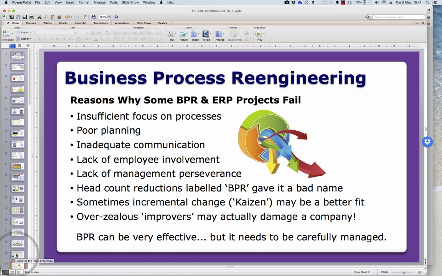Business process re-engineering. Some of these have failed. Kind of opposite of business process re-engineering is Kaizen, really, where you do continuous improvement. And there have been projects where Kaizen would have been a better fit than business process re-engineering. So that needs to be thought of when you're considering what kind of way you're going to enhance the prospects of your company.